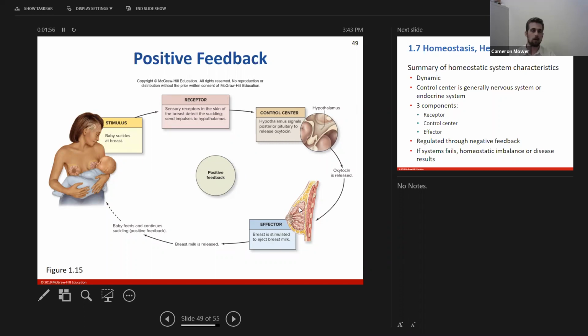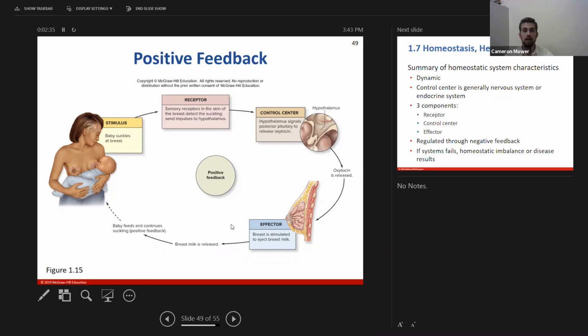Then you're going to get some musculature that is going to help eject the milk into, obviously, the baby's mouth. But then as that baby continues to feed, the baby is going to get a taste of the milk and be like, all right, great, let's get some more going on here. We're going to increase that stimulus or continue that stimulus, which is then going to send more information to the receptor, more information to the control center, and more oxytocin to the effector, which is going to produce more and more and more milk for the baby.